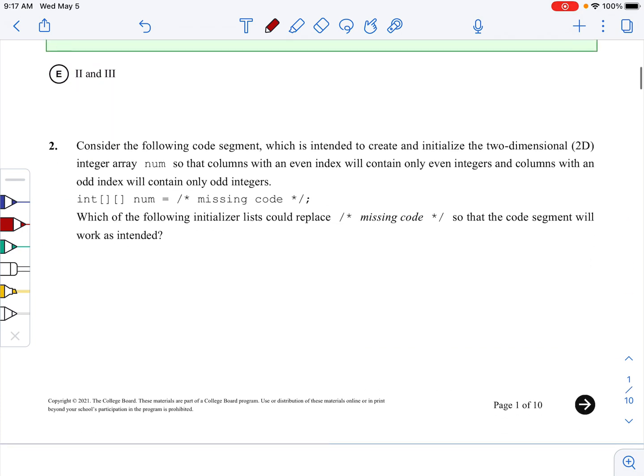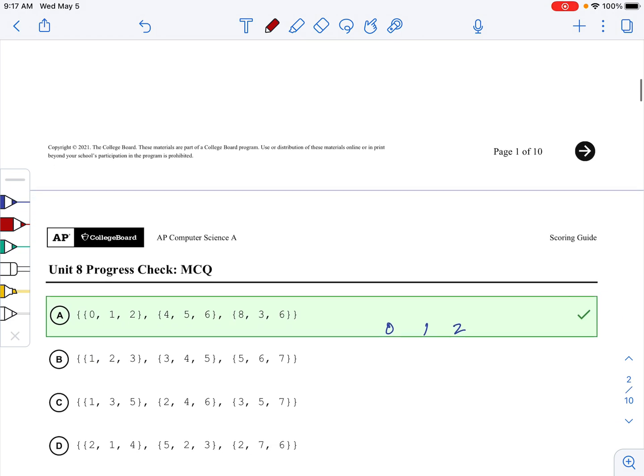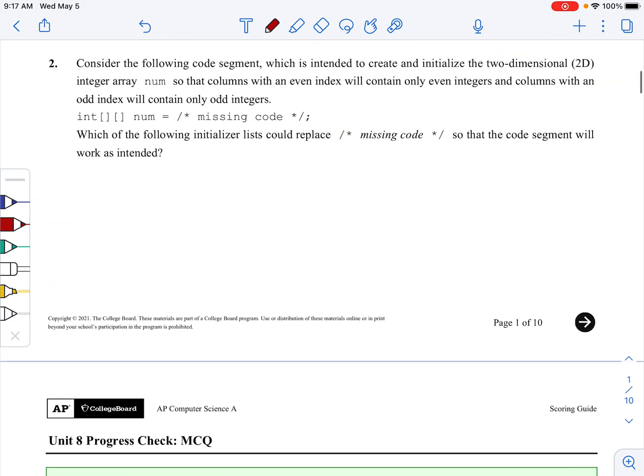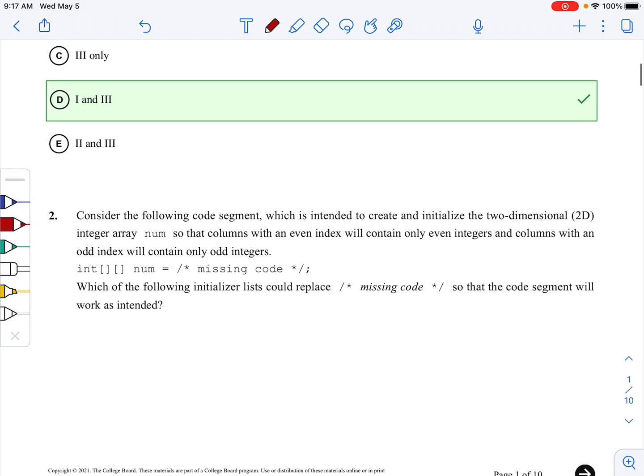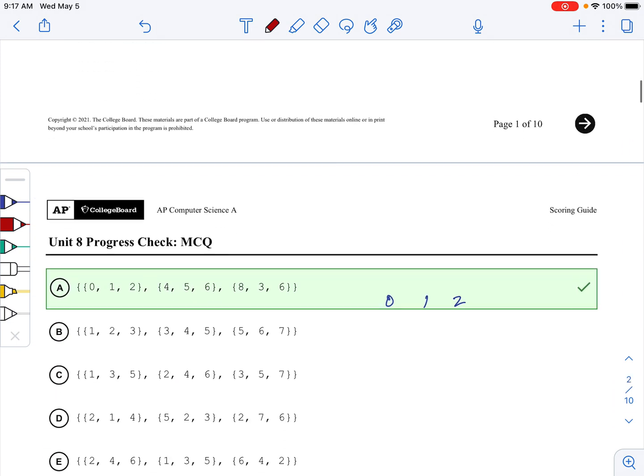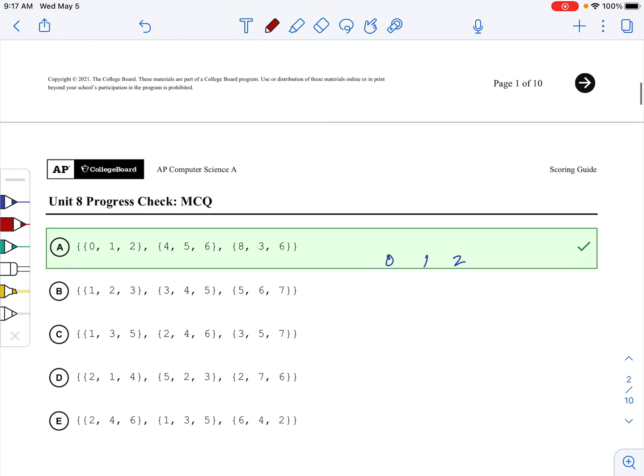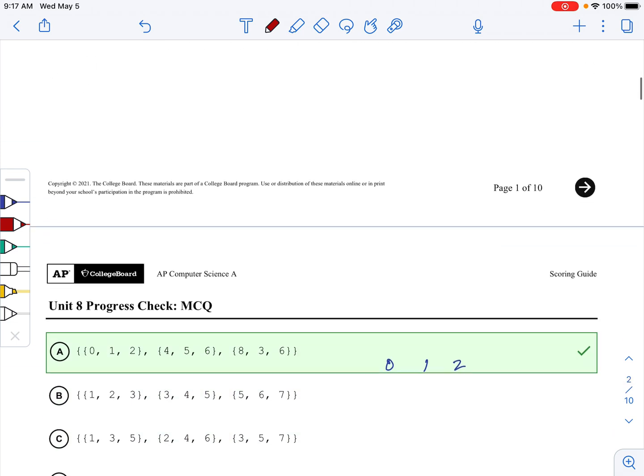So some of these are very similar to that. Can you reference items? Number 2 is similar to that. What would make that work? And that is what happens here. Remember, this is 0th, 1, 2, 0, 1, 2. So that's the answer to number 2.